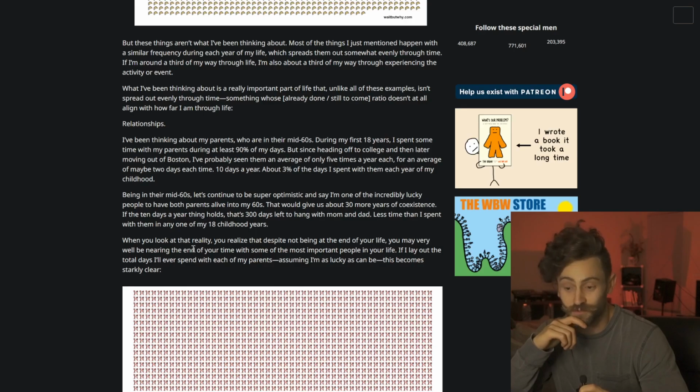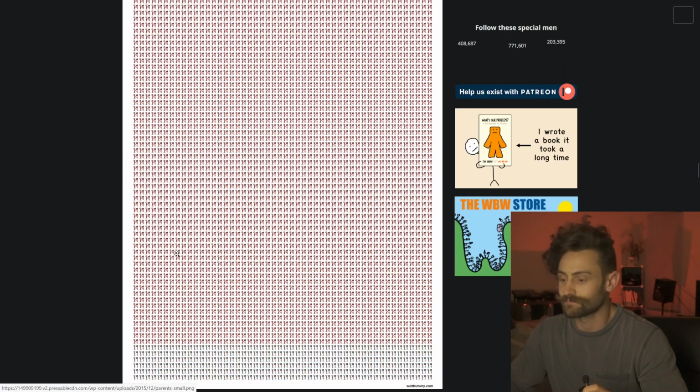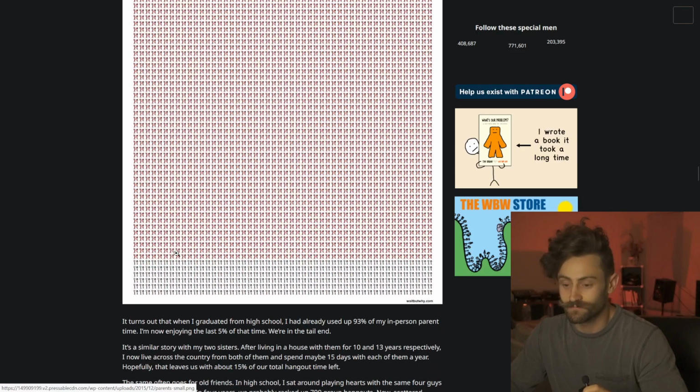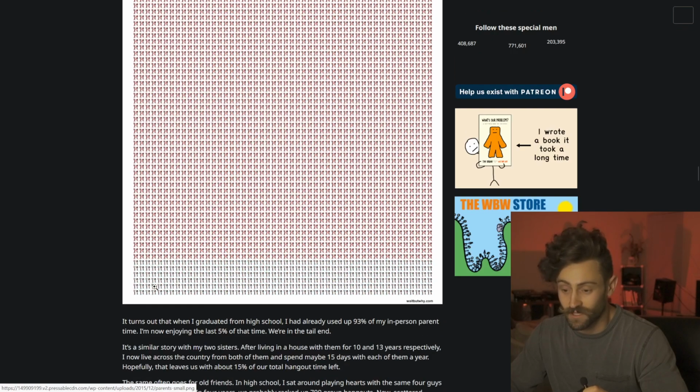If I lay out the total days I'll ever spend with each of my parents, assuming I'm as lucky as can be, this becomes starkly clear. Yeah. Oh, wow. The green is what he has left. So scroll all the way up. Kind of looks like the dumpling one. Not trying to be funny. Yeah, it's just little blocks.